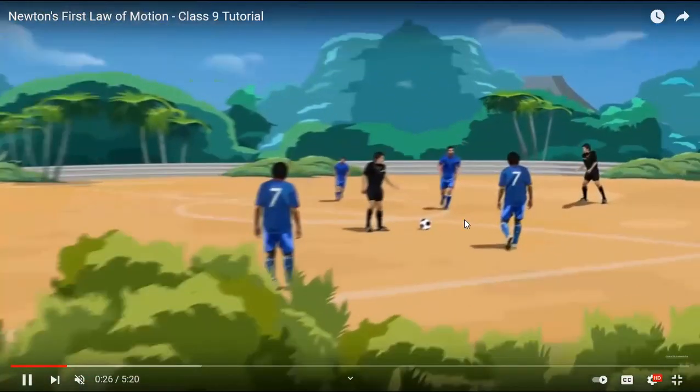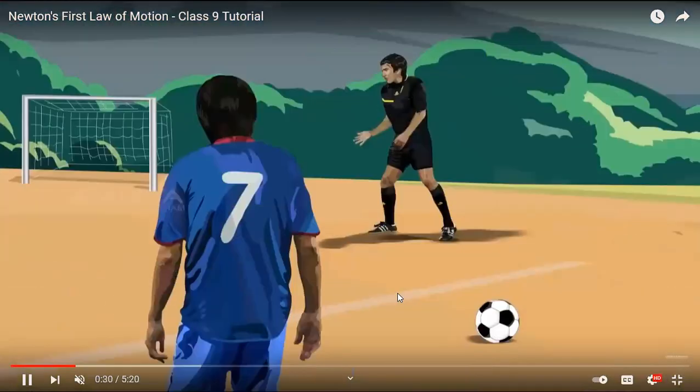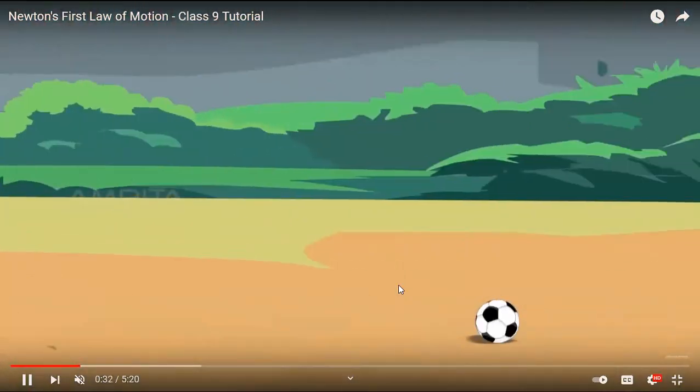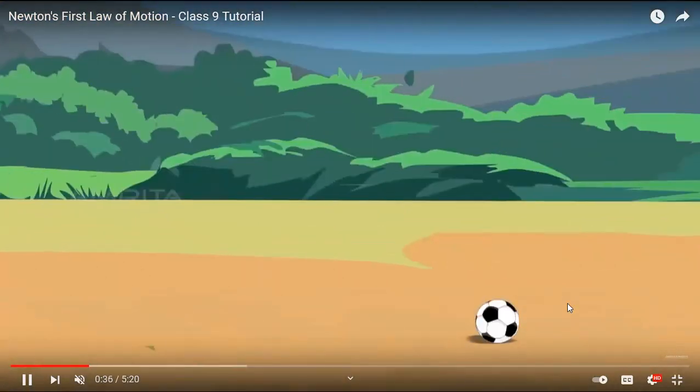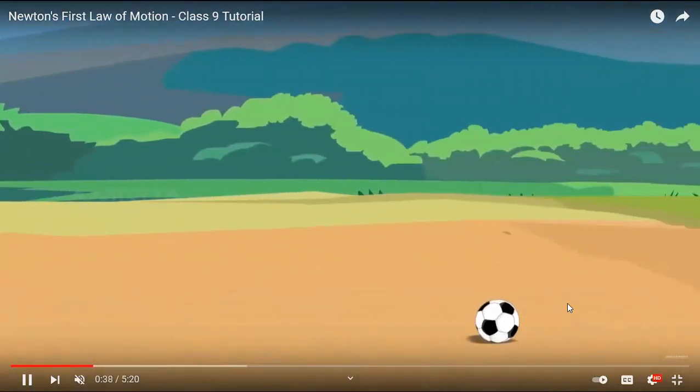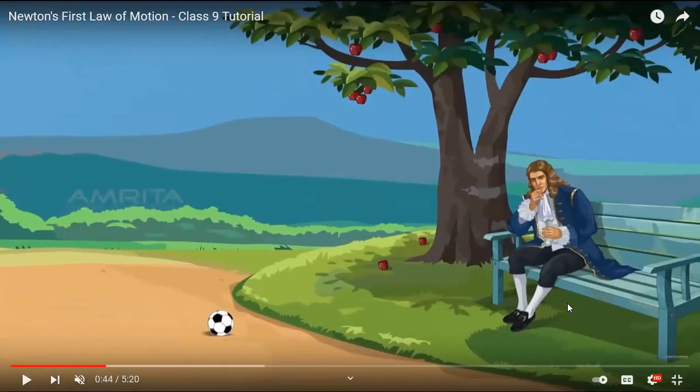Observe carefully. Now the ball is in a state of rest. He is applying the force. Unless it is applying the force, what motion is the body in? Ready? The body is in uniform motion in a straight line. See? Nobody stopped it. But how did it come to rest?